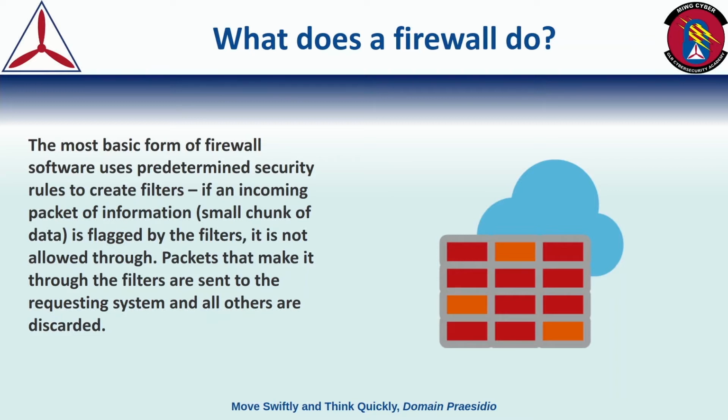Some commonly used ports are 20 and 21 for file transfer protocol, 22 for SSH, 23 for Telnet, which we're going to look at later and why it's not good to use, 25 for SMTP, which is an email server, 53 for domain name service, 67 and 68 for dynamic host configuration protocol, 69 for TFTP, 80 for HTTP web servers, 443 for HTTP with SSL, and 3389 for remote desktop.